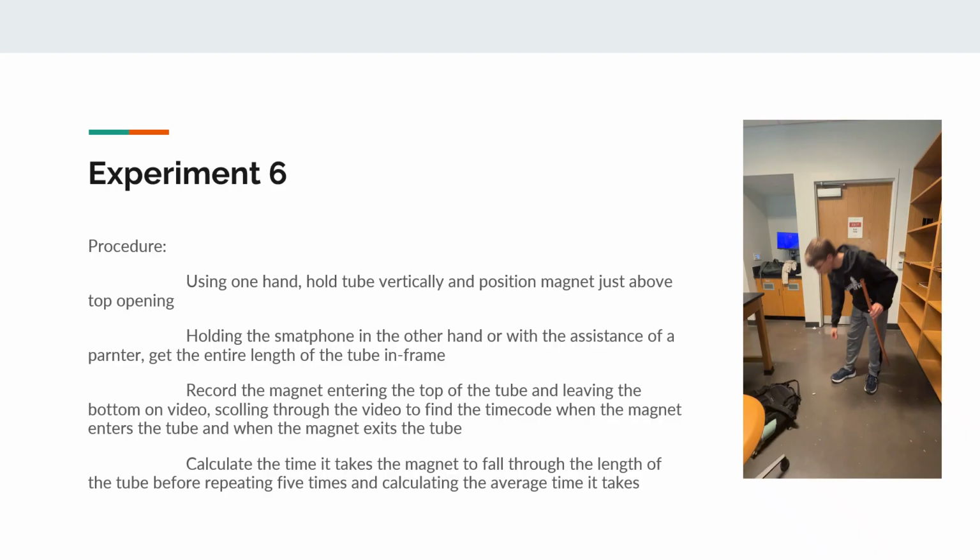Calculate the time it takes the magnet to fall through the length of the tube before repeating 5 times and calculating the average time it takes.